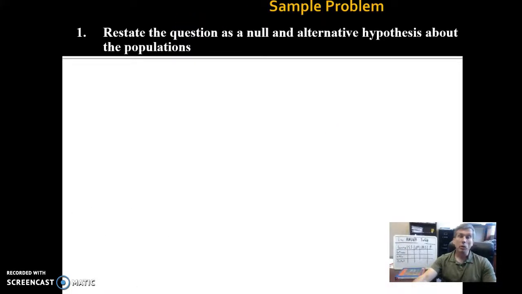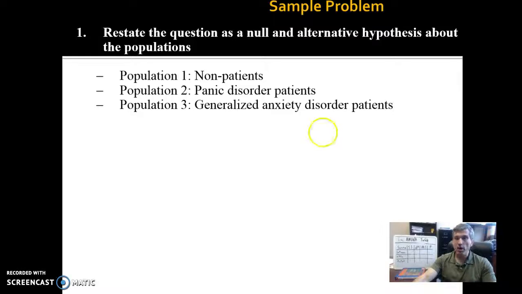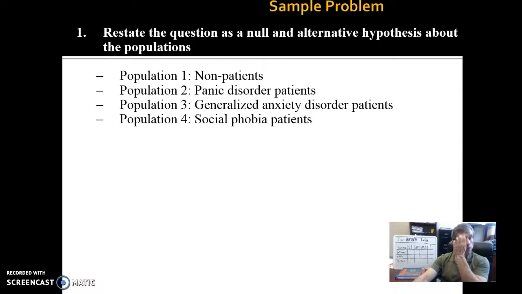All right. We start things off by describing our hypotheses, and again, it can help to first discuss the populations that you're comparing. There are 4 of them. Population 1 is represented by those 4 folks in the sample, our non-patients. Population 2 is our panic disorder folks. Population 3, our generalized anxiety disorder, and 4, the social phobia. So these are the populations our hypotheses are going to revolve around.